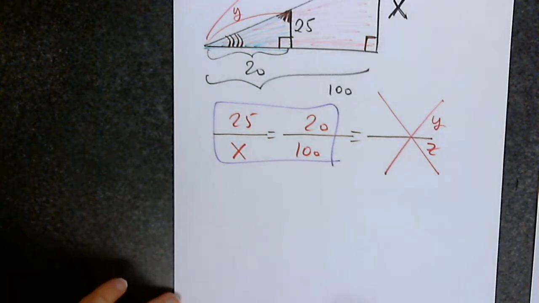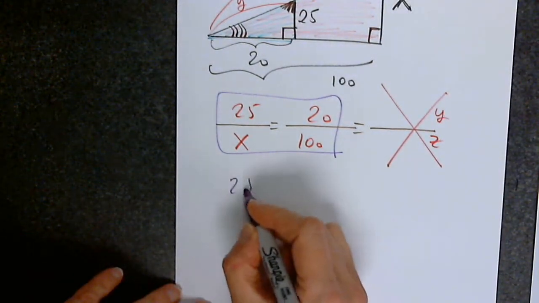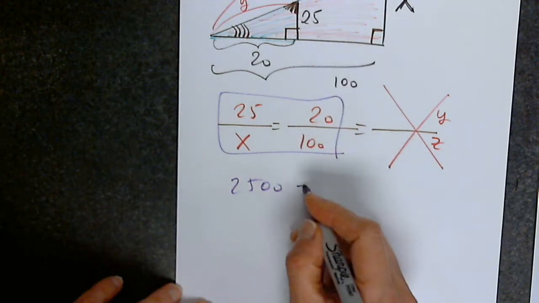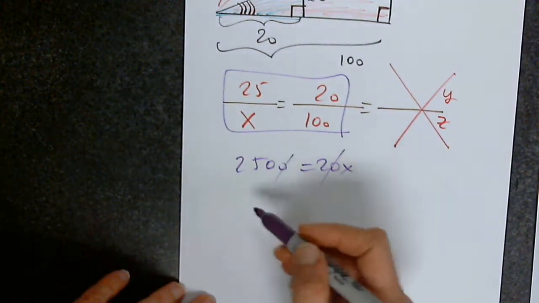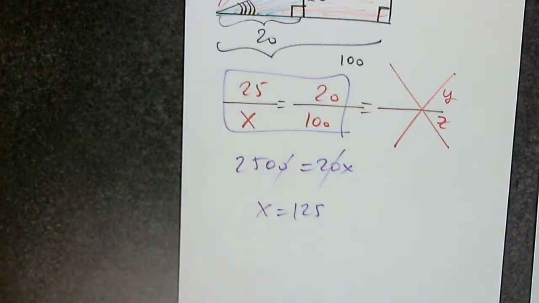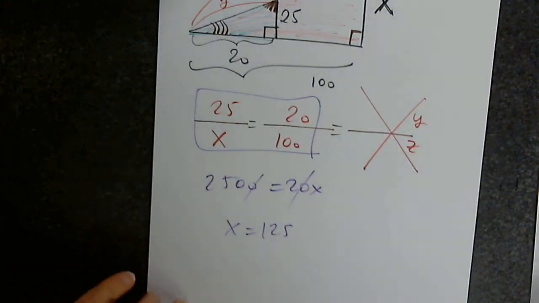So what do I do in a proportion? And only in a proportion. Right. So I have 2500 equals 20x. I simplify by 10 and then divide by 2, so I get 125. Any questions on this? Any questions? Which page am I on? 13.